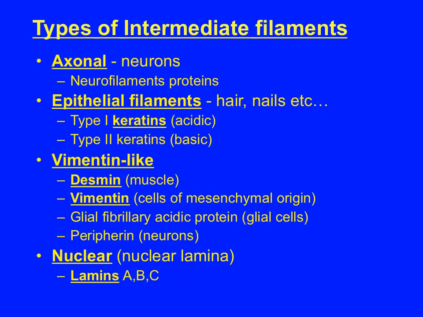Okay, so I don't do a ton of stuff on intermediate filaments because there's a million different intermediate filaments. There are 5 flavors, 5 different kinds of intermediate filaments. So there are axonal intermediate filaments, epithelial filaments, vimentin-like filaments. That's a great name. Somebody found a protein called vimentin, and they said, oh, vimentin's an intermediate filament, but then there's all these vimentin-like filaments. Oh, great. Thank you very much.